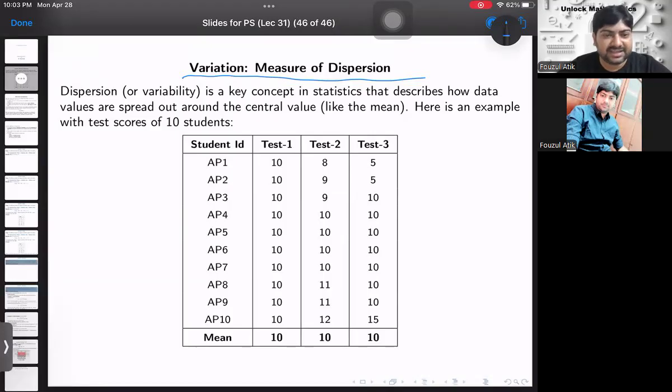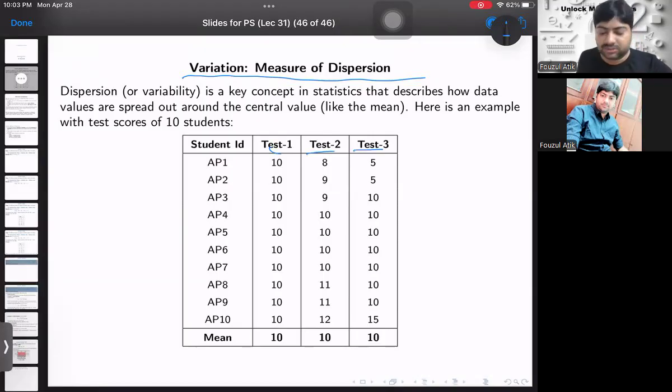So dispersion is a key concept in statistics that describes how the data values vary, right? How they are spread out around the mean, around the central value. Look at this example. Here we have 10 students, and this is the data of the 10 students' marks in 3 tests: test 1, test 2, and test 3.